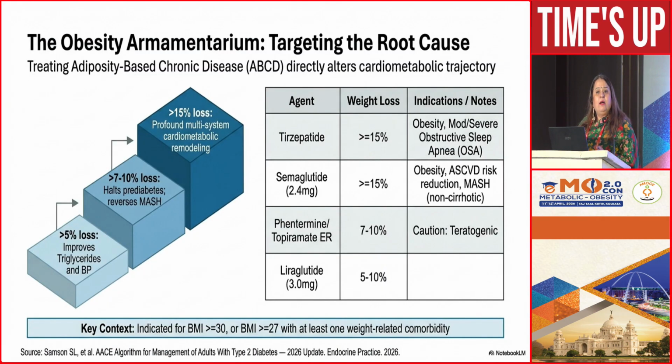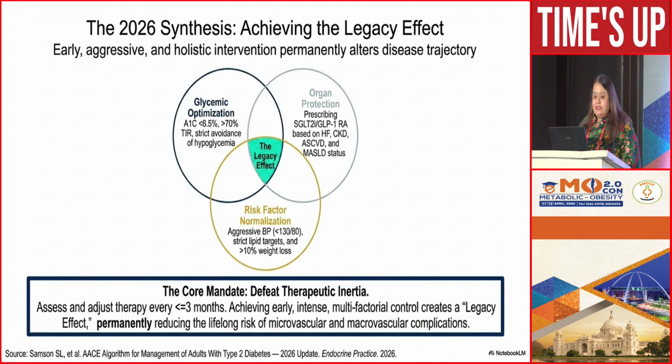The obesity armamentarium is very specific as well, and the percentage weight loss with the different molecules that we have right now are also given, and the levels of weight loss providing the concurrent benefit has also been very well described here. So all in all, the 2026 synthesis is achieving the legacy effect.